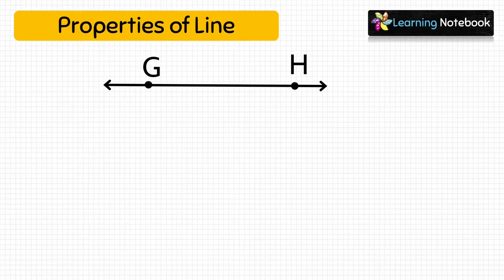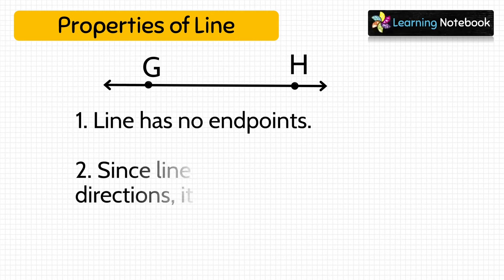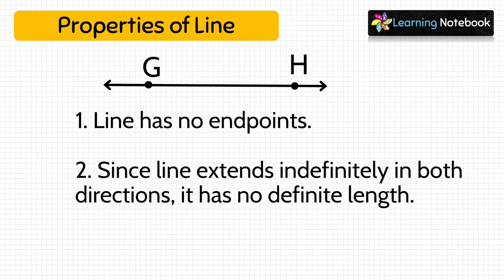So, what properties have we learnt about line? Let's revise. First is, a line has no end points. Like here, in line GH, there are no end points. And second property is, since a line extends indefinitely in both the directions, a line has no definite length.